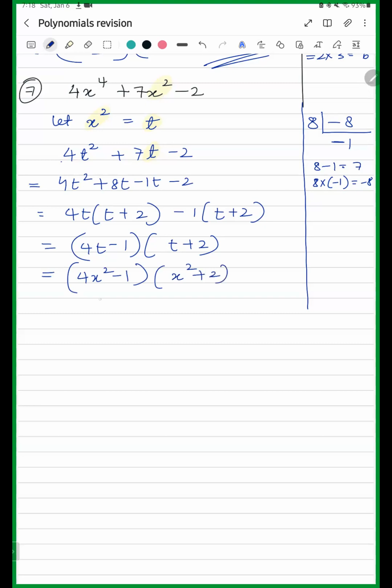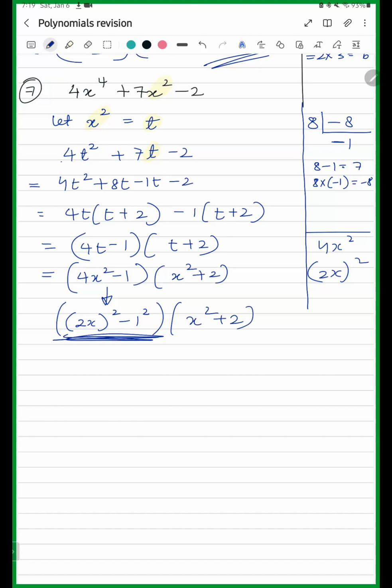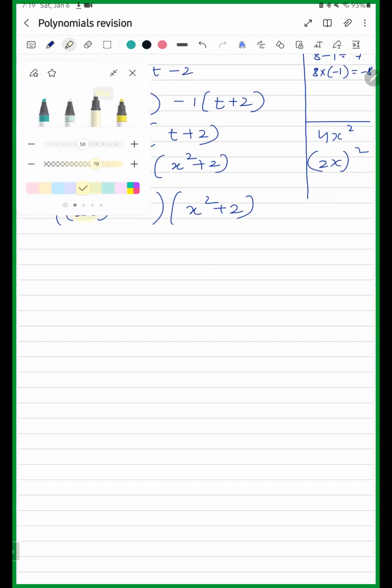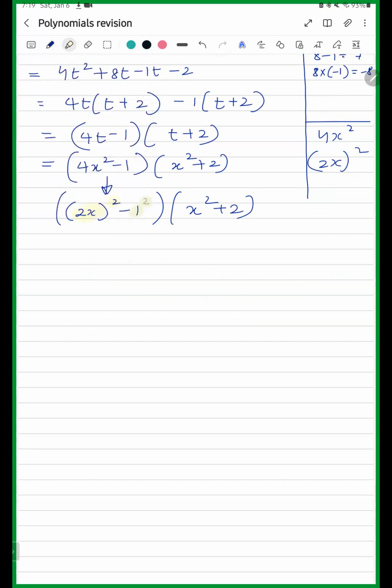Now this again we can factorize if you want to. See, 4x square minus 1 can be written as 2x whole square minus 1 square, right? Because 4x square can be written as 2x whole square. So now the first bracket becomes a square minus b square form. Remember, a square minus b square is equal to a plus b, a minus b.